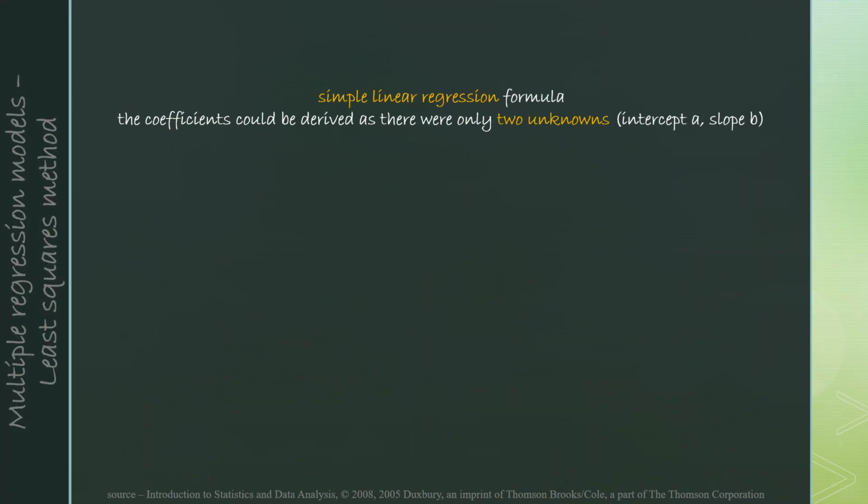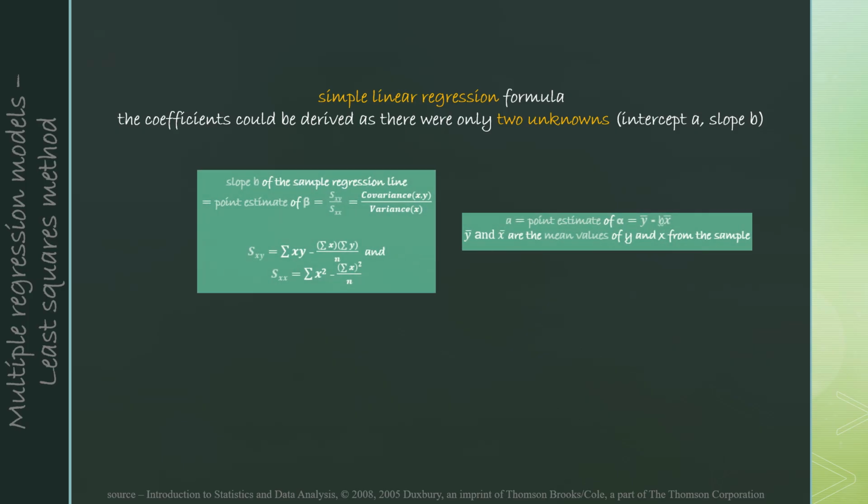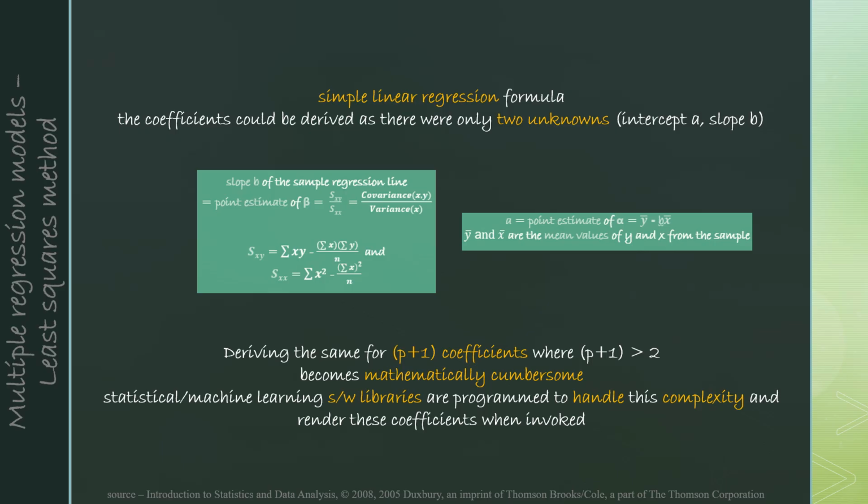Please recall, in case of simple linear regression formula, the coefficients could be derived as shown below, as there were only two unknowns, intercept a and slope b. Deriving the same for p plus 1 coefficients where p plus 1 is greater than 2 becomes mathematically cumbersome. However, the statistical or machine learning software libraries are programmed to handle this complexity, and render these coefficients when they are invoked.